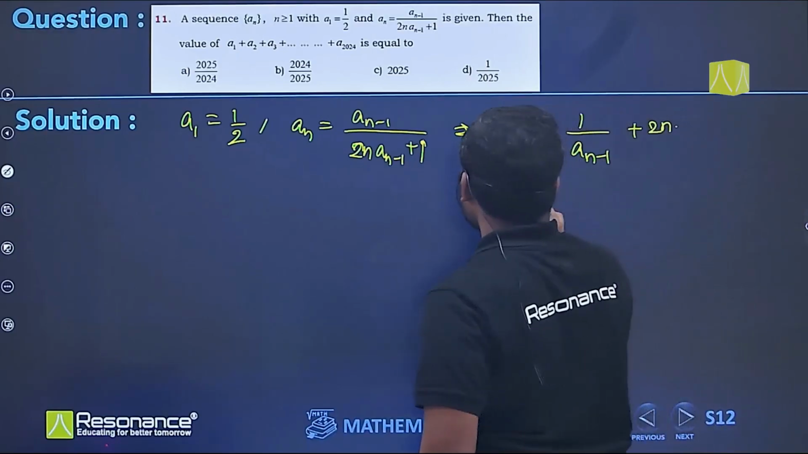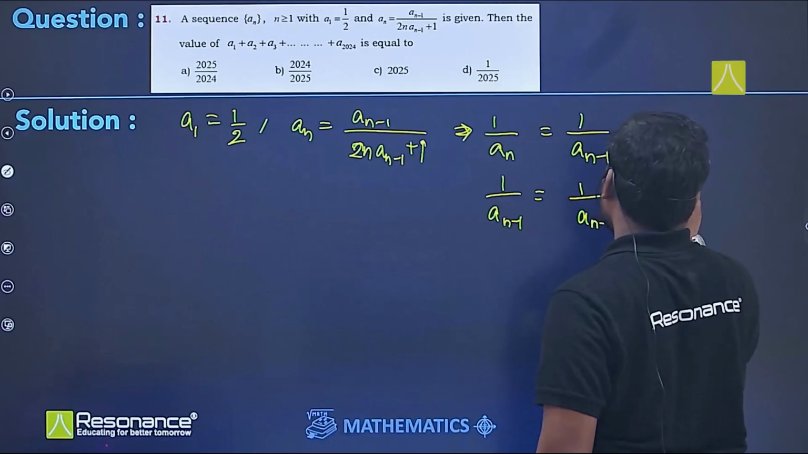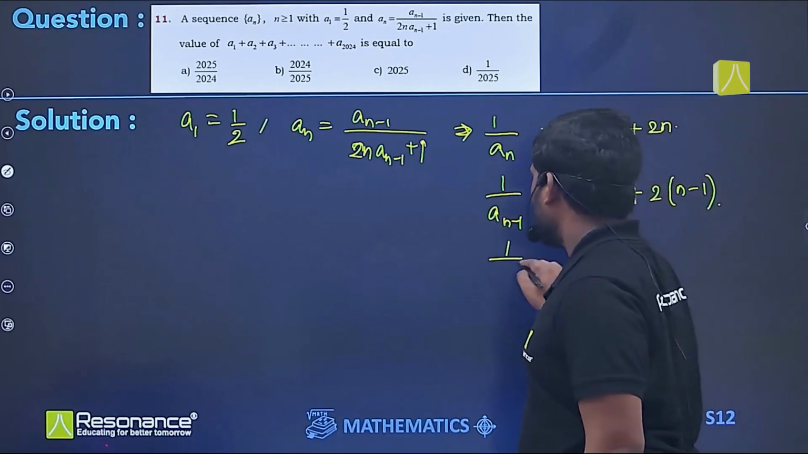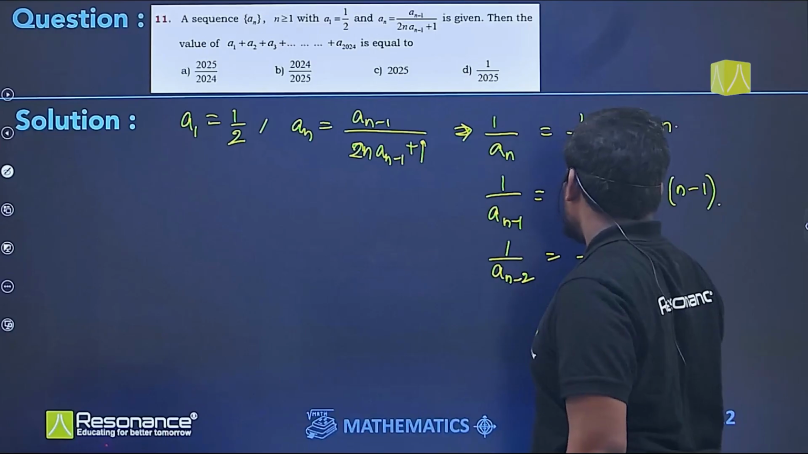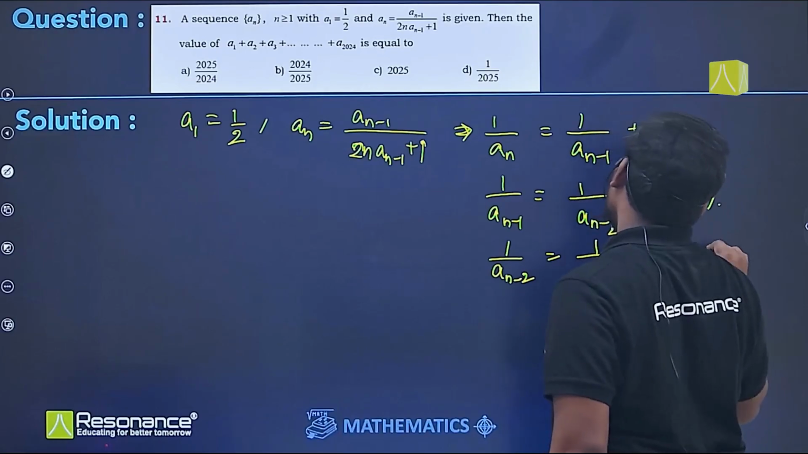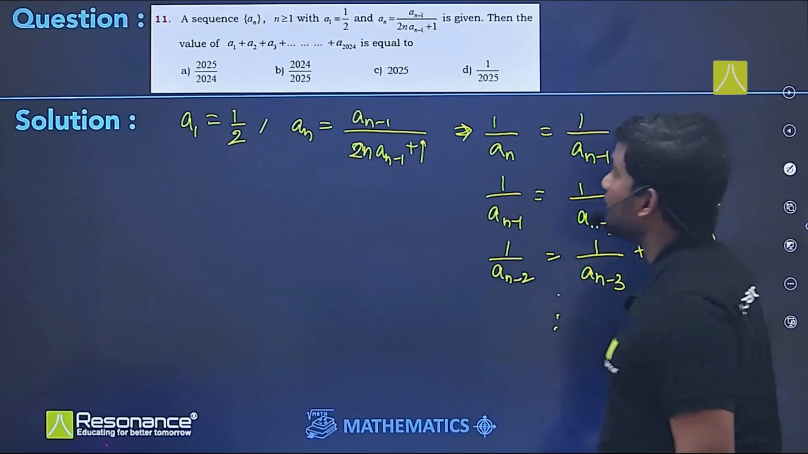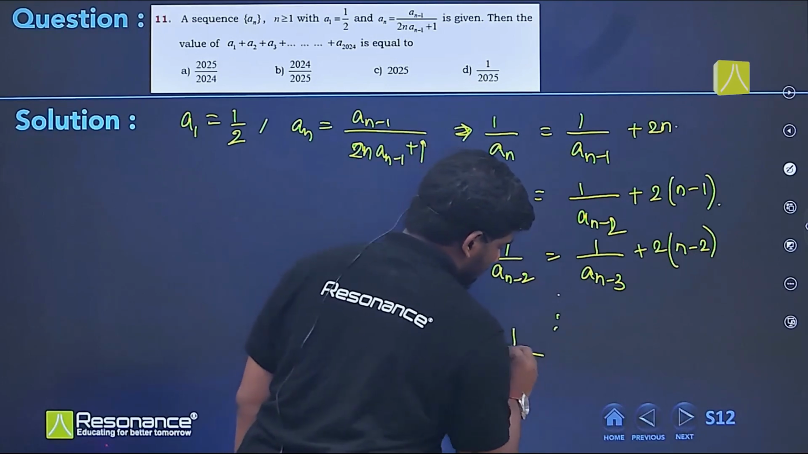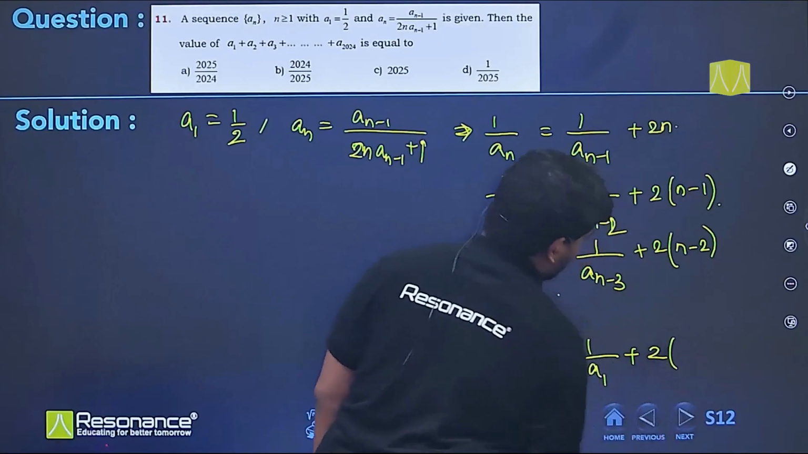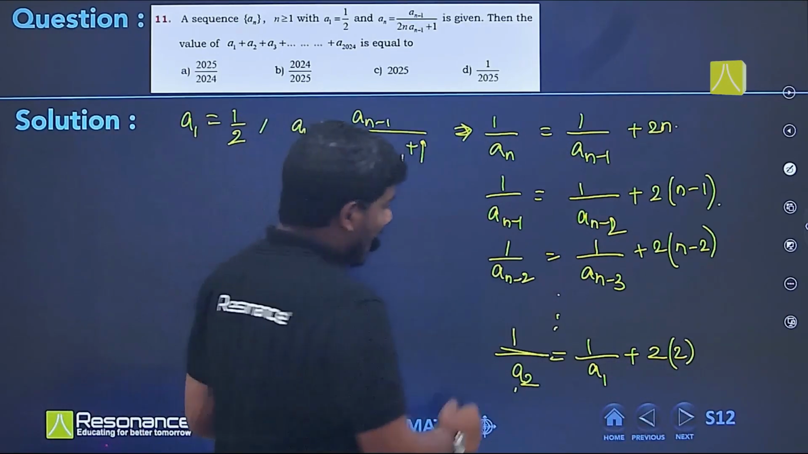Since 1 by An is this, 1 by A(n-1) would be just putting n minus 1 in place of n. Alright. Now 1 by A(n-2) would be 1 by A(n-3) plus 2 into (n minus 2). Alright. Now if we keep repeating the process, what we will stop at is 1 by A2 equal to 1 by A1 plus 2 into 2. Right?